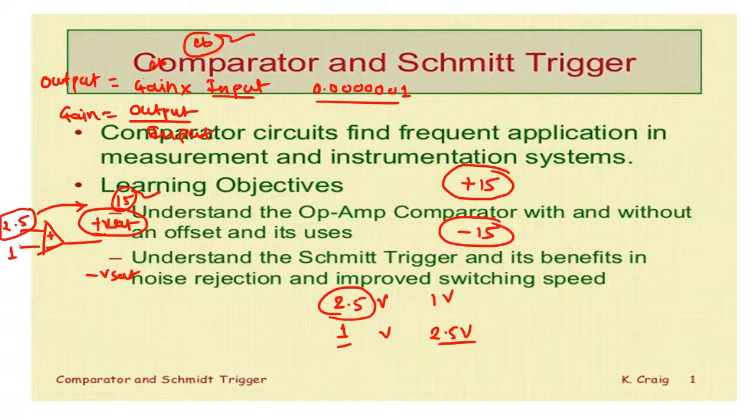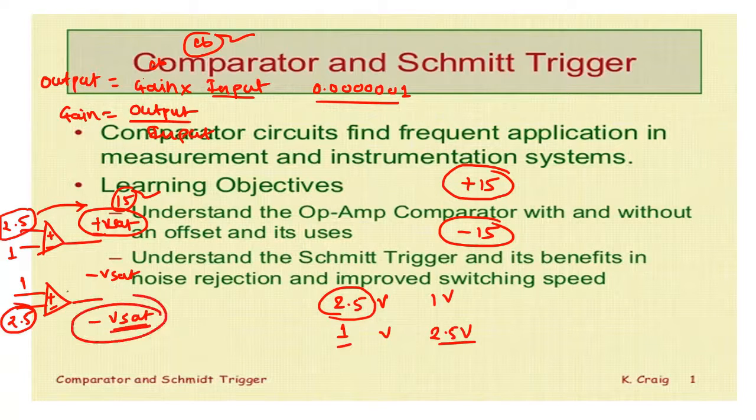And the second case: if I am giving 1 volt at this terminal and 2.5 at this one, which voltage is greater? Obviously the inverting voltage is greater than non-inverting. So I will get the output as minus V sat. I think the comparator working is clear to you now.